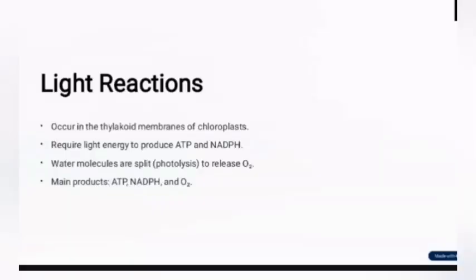Light hits the plant, electrons are excited. Inside the membrane, electrons are excited. As these electrons are excited, they will travel down from photosystem two to photosystem one.